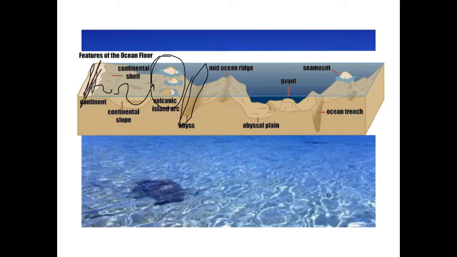The mid-ocean ridge, this is what's happening for plate tectonics. This is where you have land masses going under each other, spreading apart. New land is forming. The abyssal plain is a very, very flat area of the ocean where almost nothing lives. There are actually parts of the ocean where nothing lives.